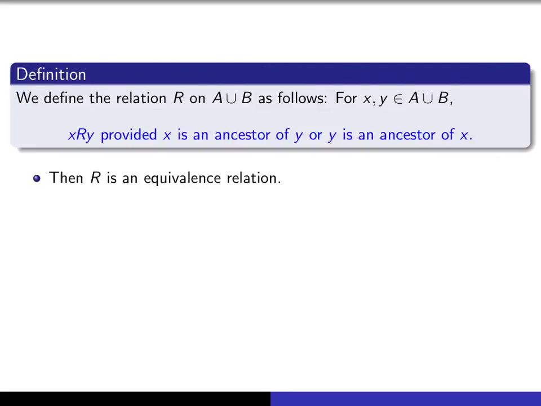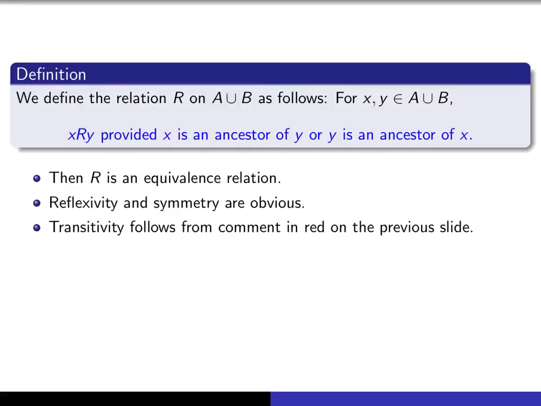Then I claim that this R is actually an equivalence relation on A union B. The reflexivity and symmetry are completely obvious. Everything is related to itself because everything is a descendant of itself. And symmetry is built right into this definition here.